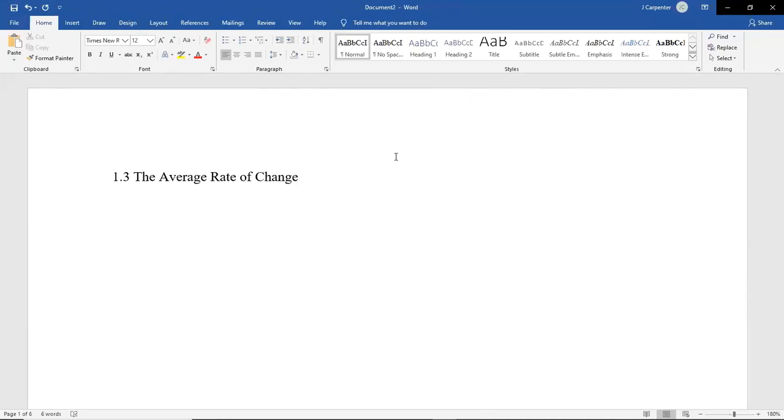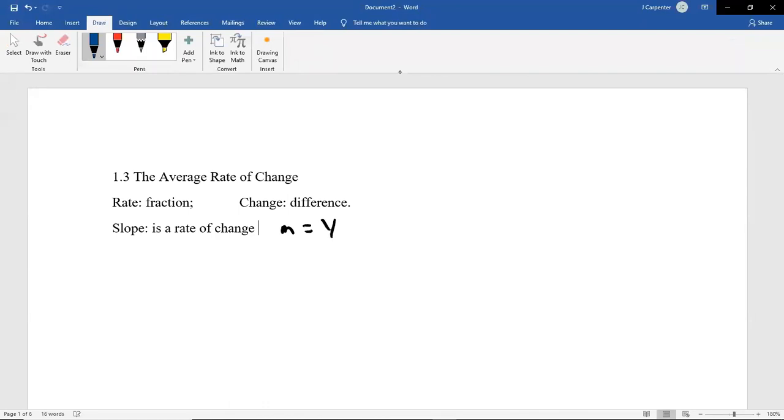So a rate of change is something that we've already talked about. Rate or ratio means fraction. Change, unless you're getting into percentages, this is generally a difference. So the word rate of change is a fraction of differences. Remember slope? Slope is a rate of change because this is a fraction of differences. And that formula, as a reminder, is m equals y2 minus y1 over x2 minus x1.